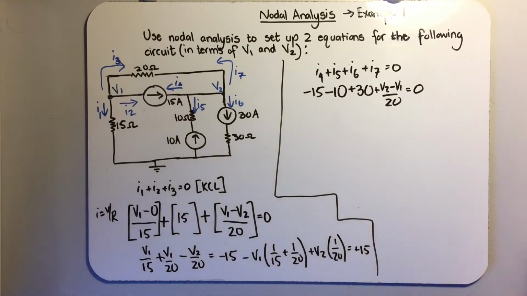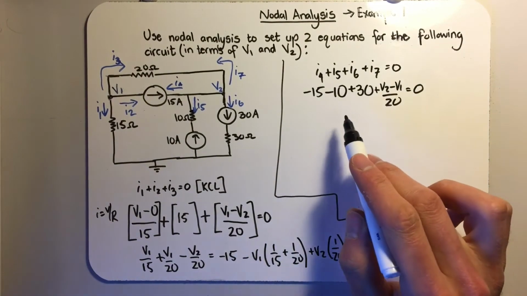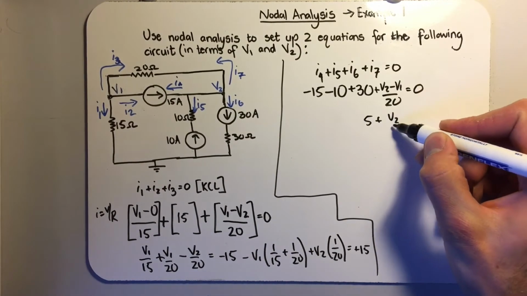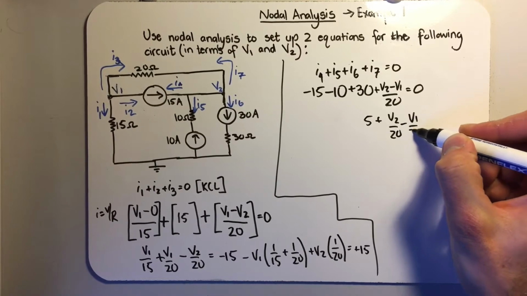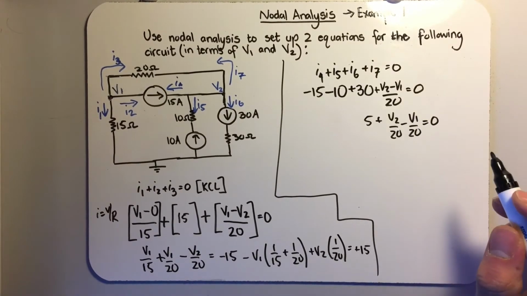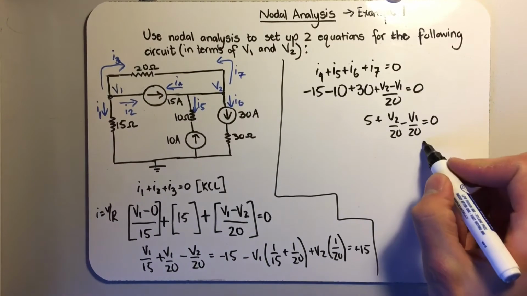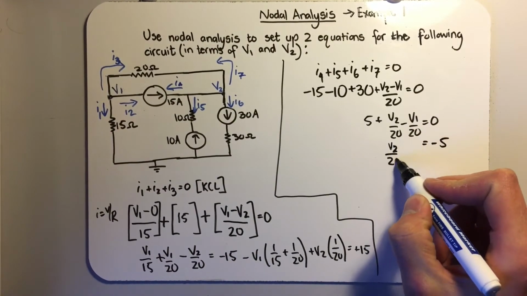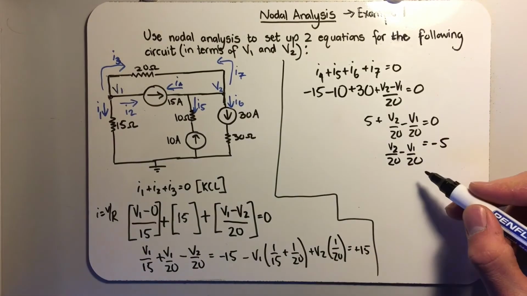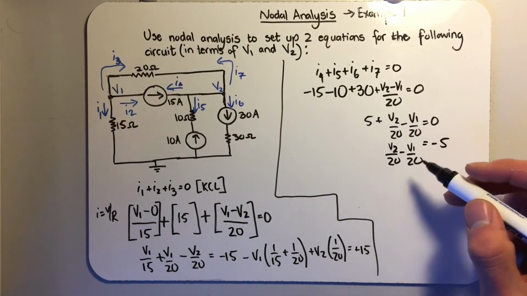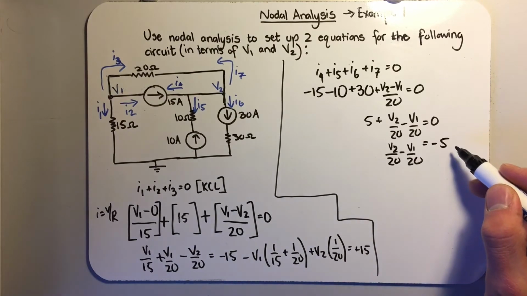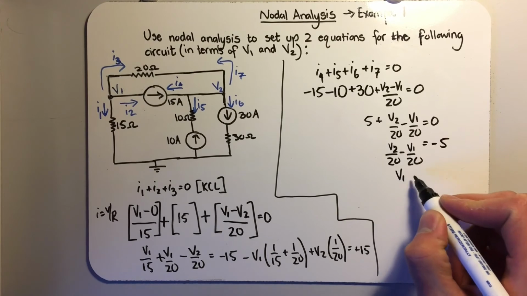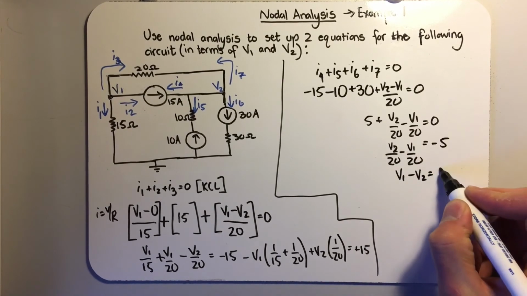Okay, and now you can also simplify this. Minus 15 minus 10 plus 30 is 5. So plus V2 over 20 minus V1 over 20 equals 0. And then of course you can take that 5 over, and you're going to get V2 over 20 minus V1 over 20. And then of course you can multiply up by the 20 and times minus 1 on both sides, in which case you will get V1 minus V2 equals 100.